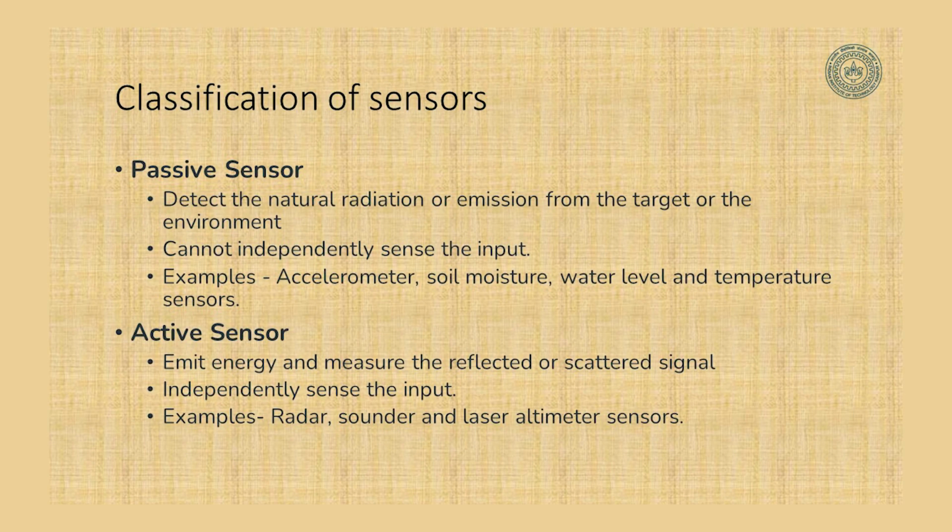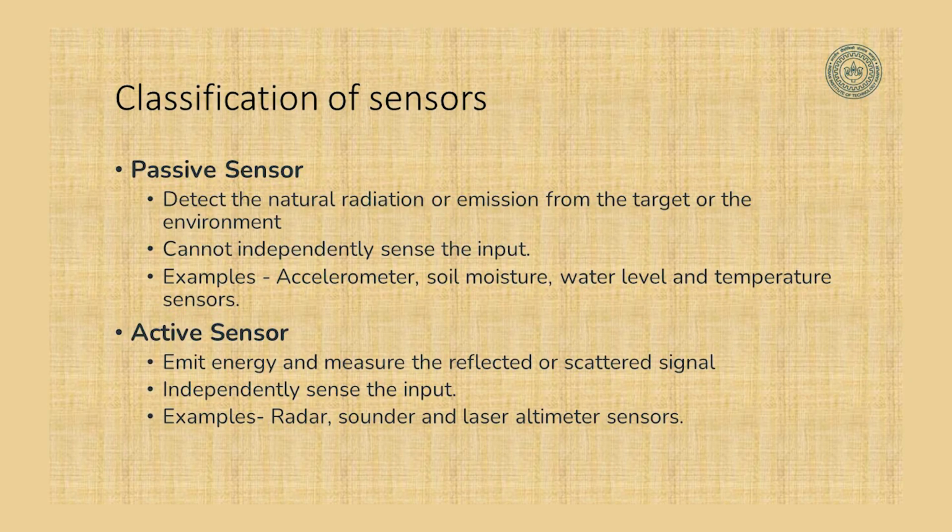So, firstly passive sensors. As the word passive suggests, they are not active. So, they cannot independently sense the input. They need some action to be taking place to be able to sense the input. For example, accelerometer, soil moisture, water level sensor or temperature sensors. So, these are passive sensors.